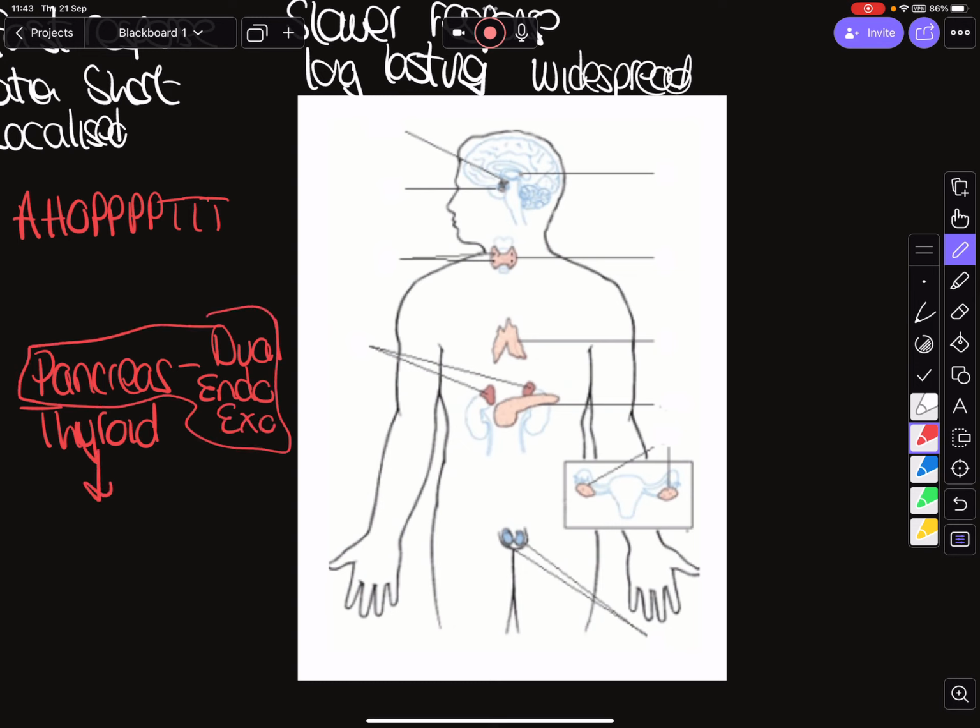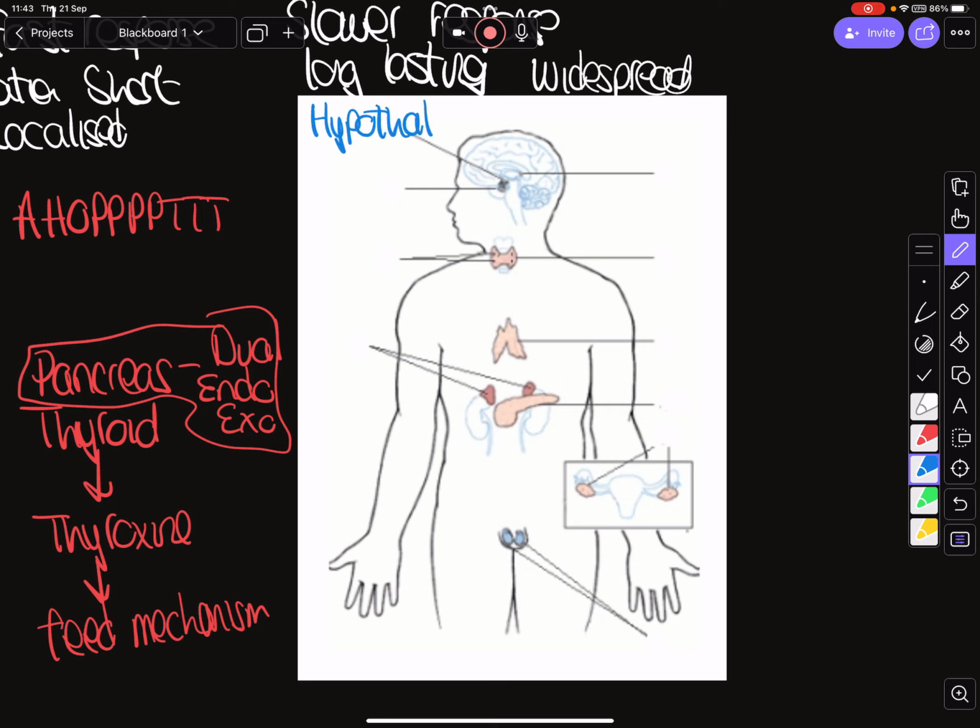And your thyroid, it makes thyroxine, and we have to understand the feedback mechanism by which thyroxine production is controlled. So what are our endocrine glands? There is your hypothalamus, and straight away in your hypothalamus, we know H for hypothalamus, H for homeostasis. So this is where homeostasis is controlled for us.